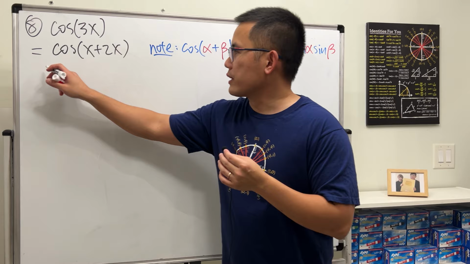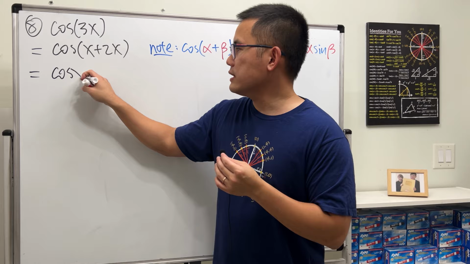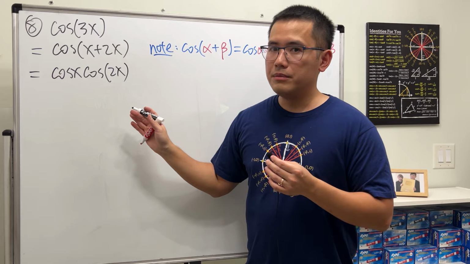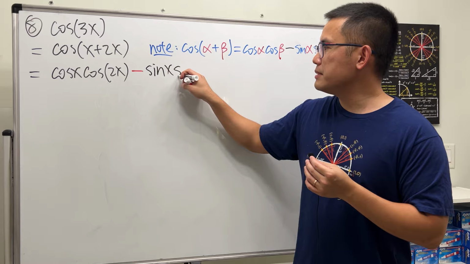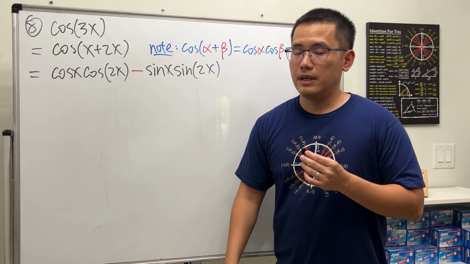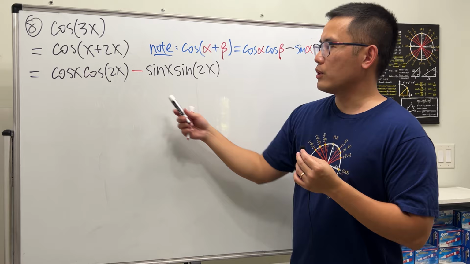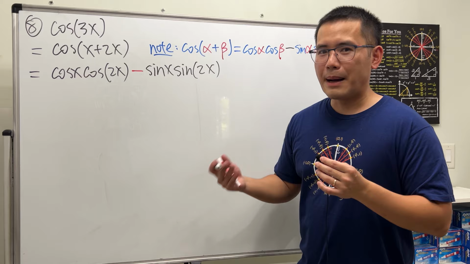All right, that being said, we can come here and work that out. Starting with cosine of the first angle, which is cosine x, times cosine of the second angle. And then in the middle, make sure you subtract. And then we have sine of the first angle times sine of the second angle. So that's what we have. Now what? Take a look right here. This is the double angle for cosine, and this is the double angle for sine. We can break it apart with the double angle identities. To do so, let me write this down for you real quick.